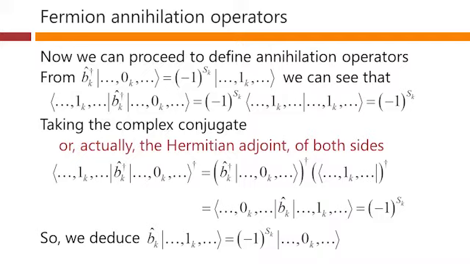So we can deduce here that the effect of this operator on this state is to turn it into the state with 0 particles in state k and multiply by this (-1) to the power sk, because that will give us this relation. And we can, if you like, choose this operator to have this property, and that's what we do. So we choose this operator, we'll call it the annihilation operator formally, to have this property.